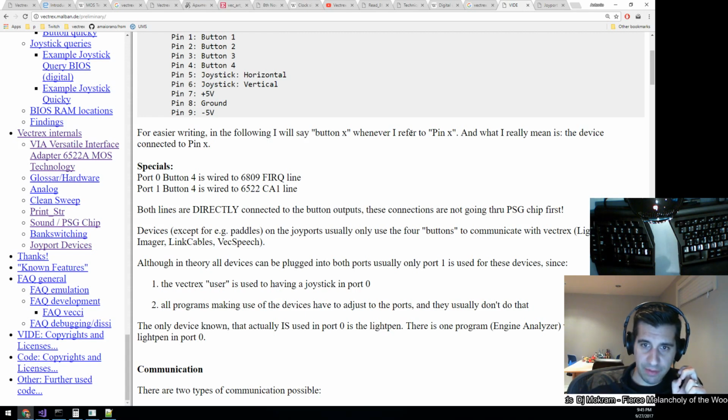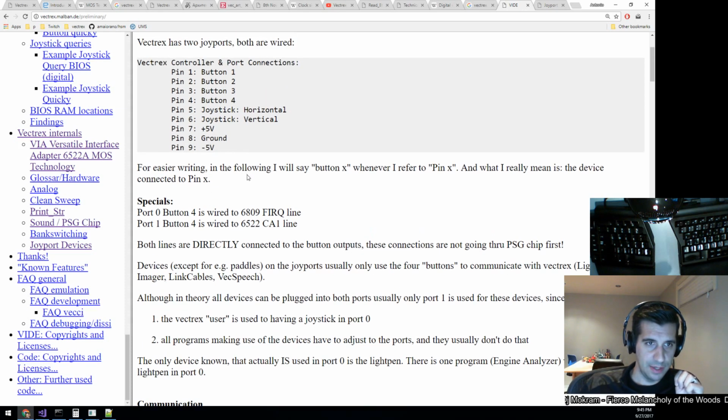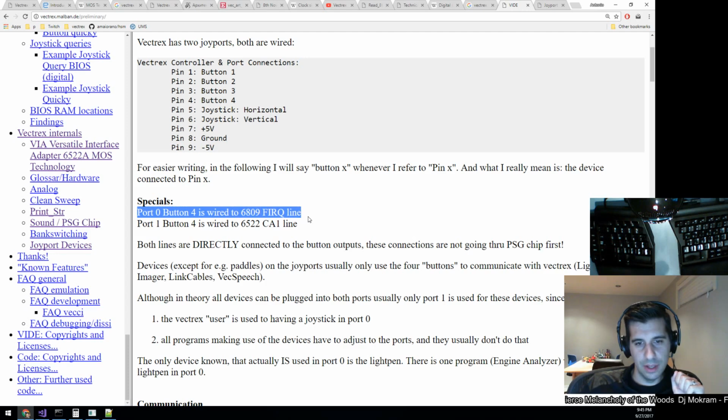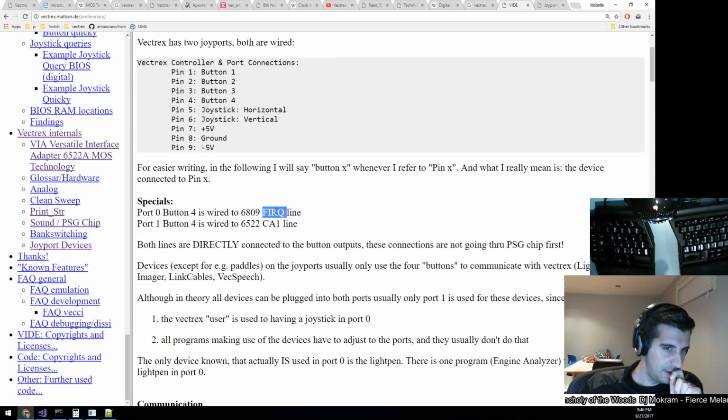"I will say button X whenever I refer to pin X. And what I really mean is the device connected to pin X. Port 0 button 4 is wired to the 6809 FIRQ line. Port 1 button 4 is wired to the 6522 CA1 line." Oh, that's super interesting, really. So button 4 is connected to the CPU's IRQ line. So pressing it causes an interrupt, if that interrupt is enabled.